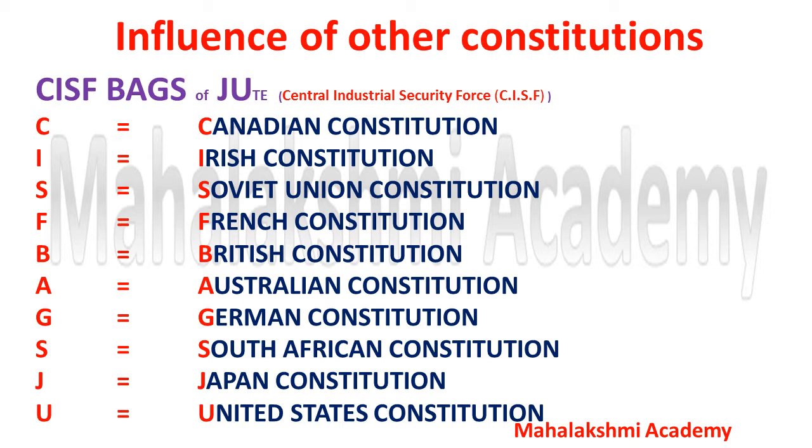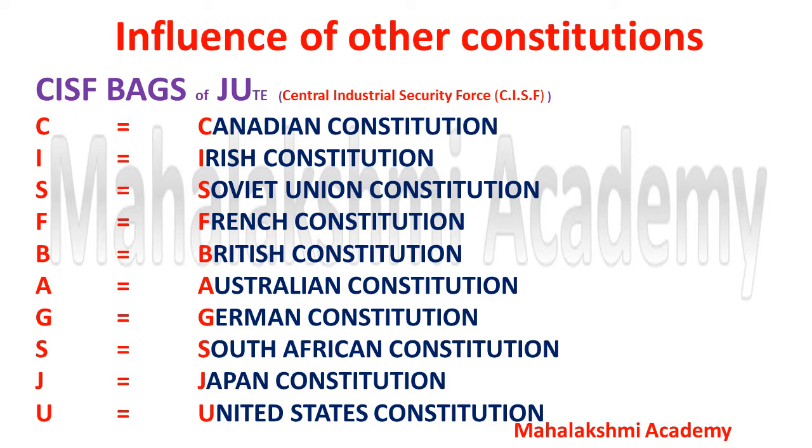So here we are with a short code which will help you to learn the names of the constitutions from where we got the rules and regulations of our constitution. So we have here the short code CISF bags of jute. CISF, you know, is the Central Industrial Security Force. So CISF got bags which are made of jute. So you have to learn this short code CISF bags of jute.